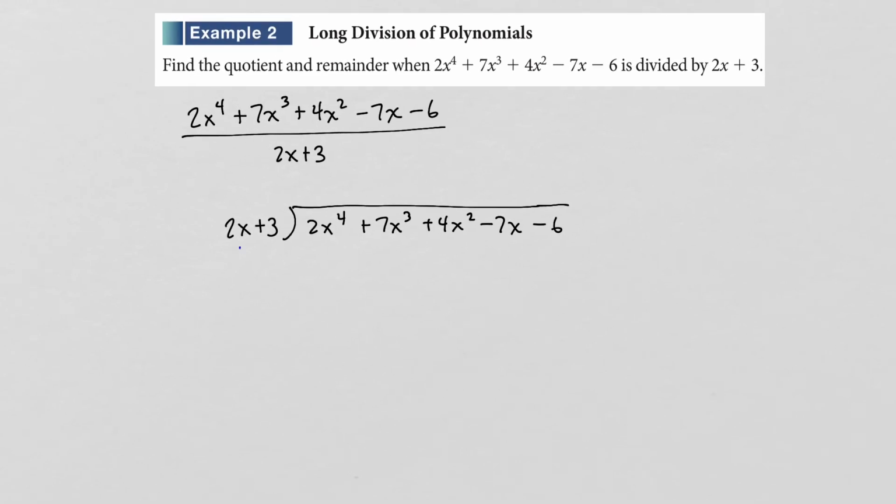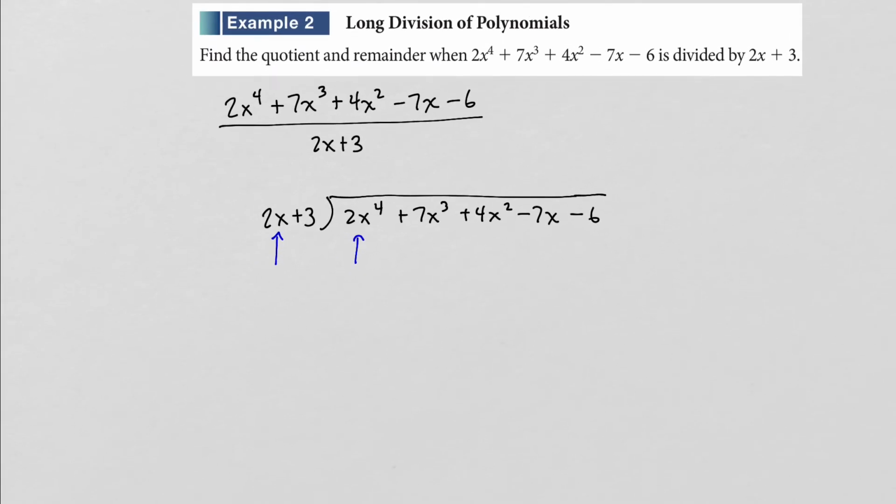You only focus on the leading term here and the leading term here. So for this first step, we are looking at 2x to the fourth divided by 2x. And this is x to the third power. Again, you're just subtracting the exponents. And of course, the 2's there cancel out. So when you divide those, you get x cubed.